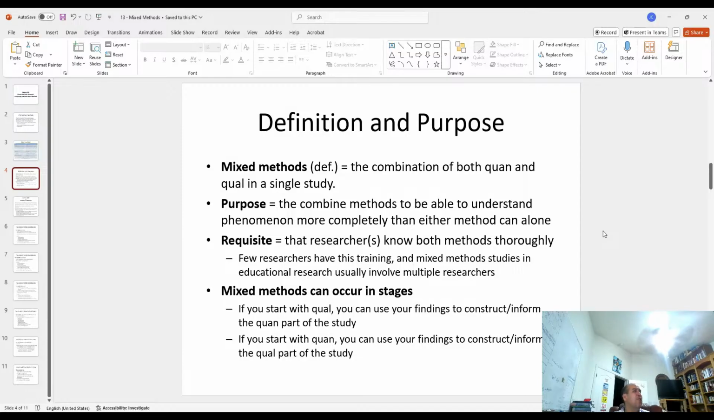Mixed methods can also occur in stages. If you start with the qualitative research, you can use your findings to construct and inform the quantitative part of the study. And if you start with the quantitative research, you can use your findings to construct and inform the qualitative part of your study.